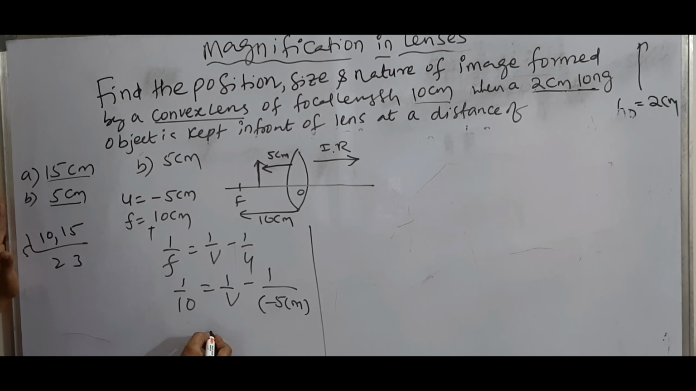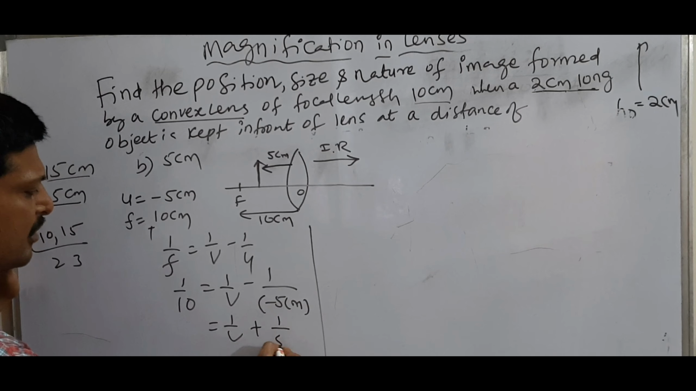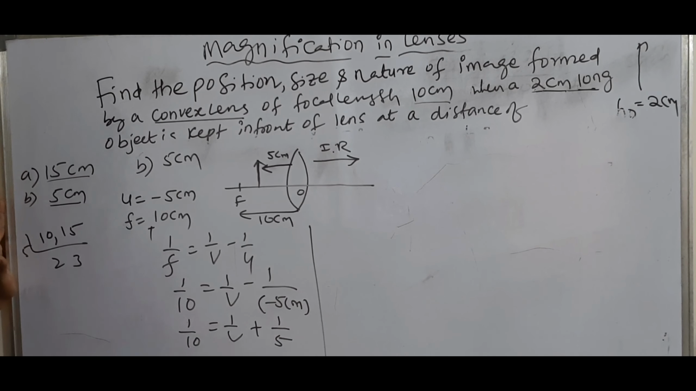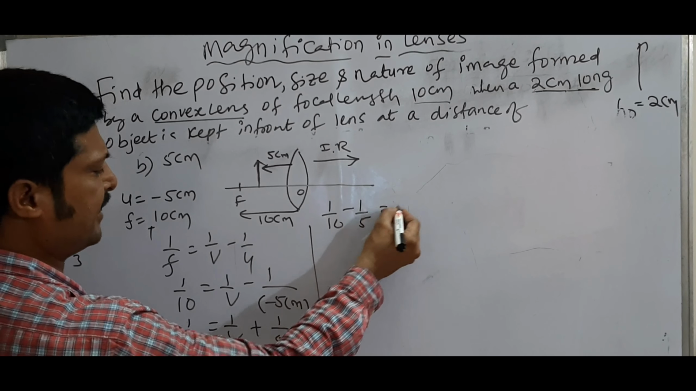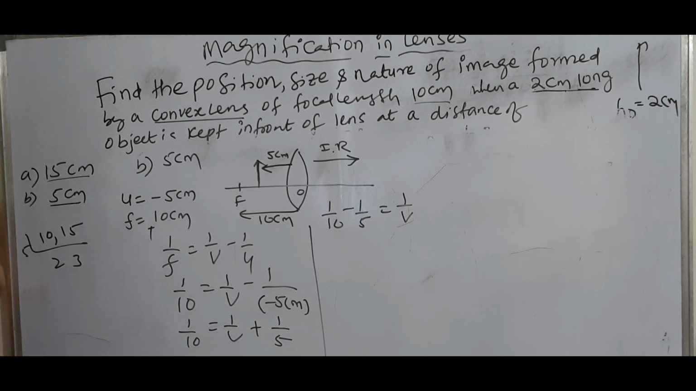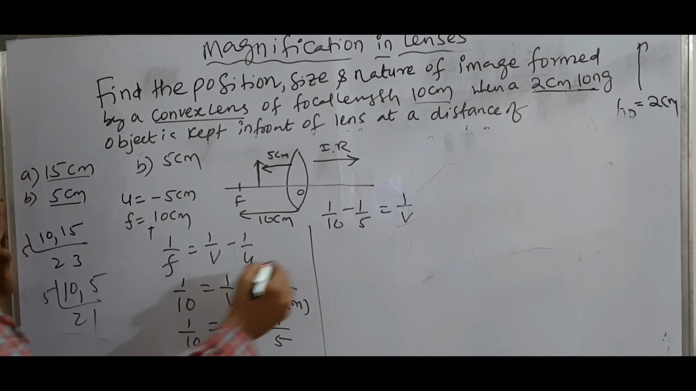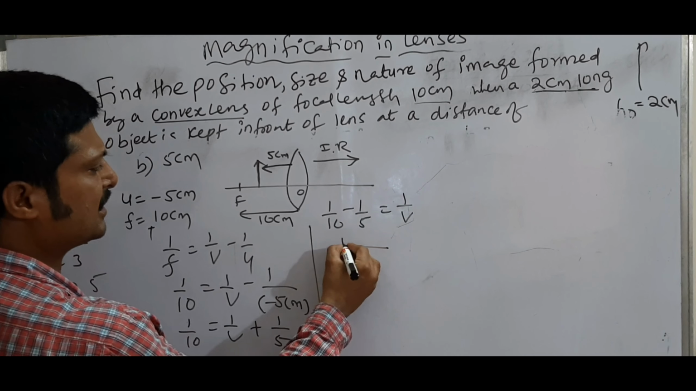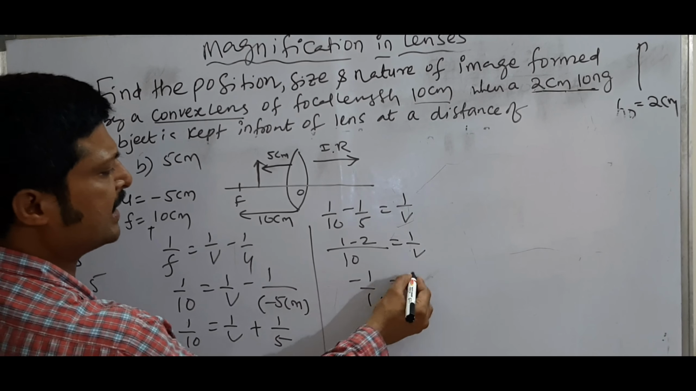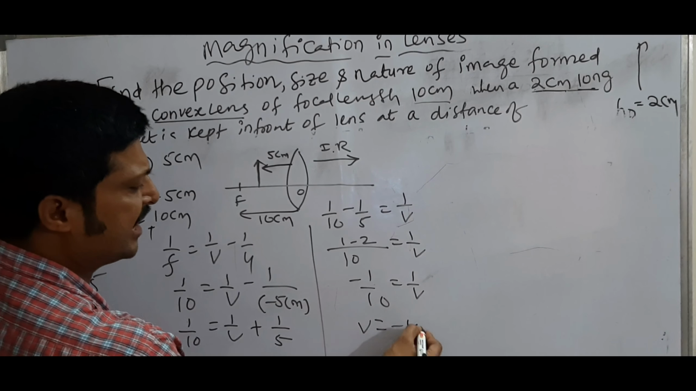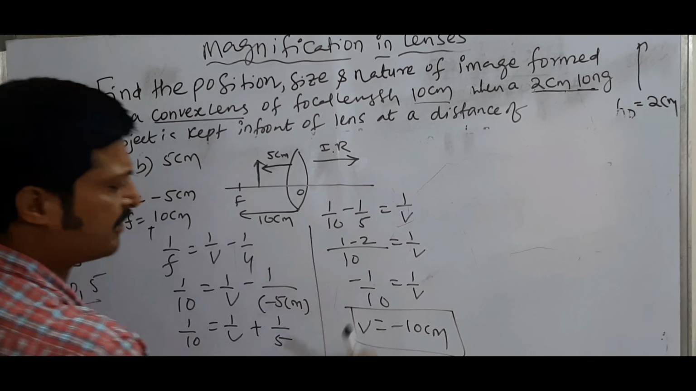Then 1 by v minus into minus is plus 1 by 5. This is 1 by 10. 1 by 5 comes this side: 1 by 10 minus 1 by 5 is equal to 1 by v. The LCM of 10 and 5 is 10. So this is 1 minus 2 by 10. It is minus 1 by 10, equal to 1 by v. v equal to minus 10 centimeters.